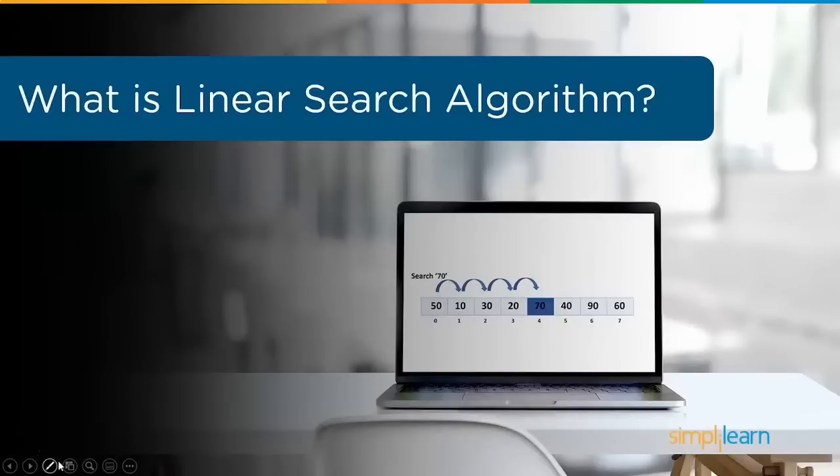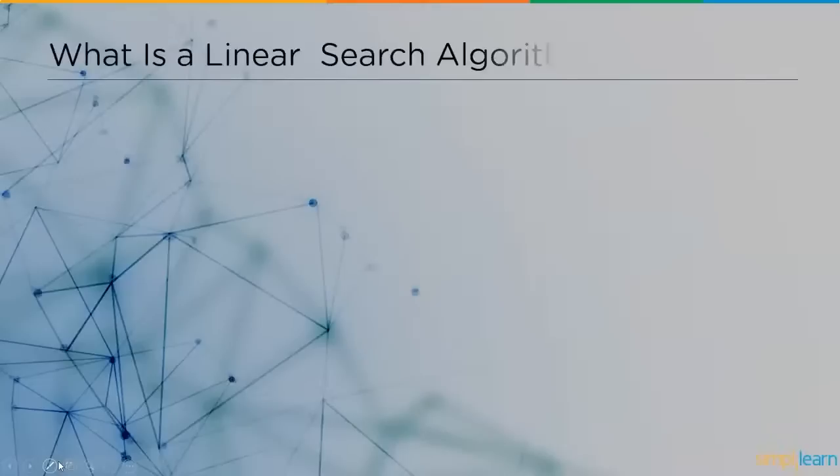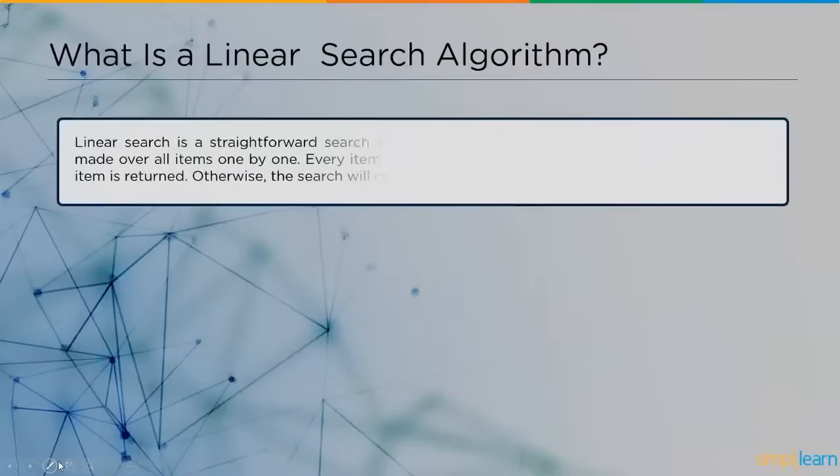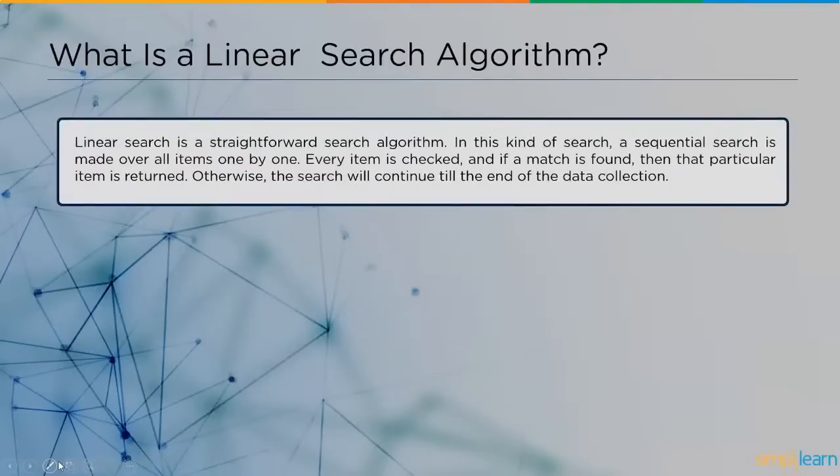After understanding the logic of search and the types of search, we will get into understanding what is the linear search algorithm. The linear search method is a simple search technique. In this type of searching approach, we perform a sequential search across all objects one after the other. Every element is examined, and if a match is found, then the specific element is returned. Otherwise, the search will continue until the data collection is complete.